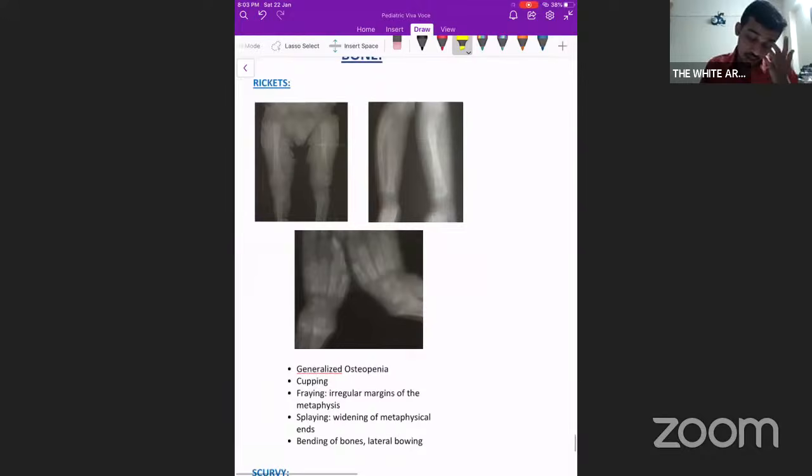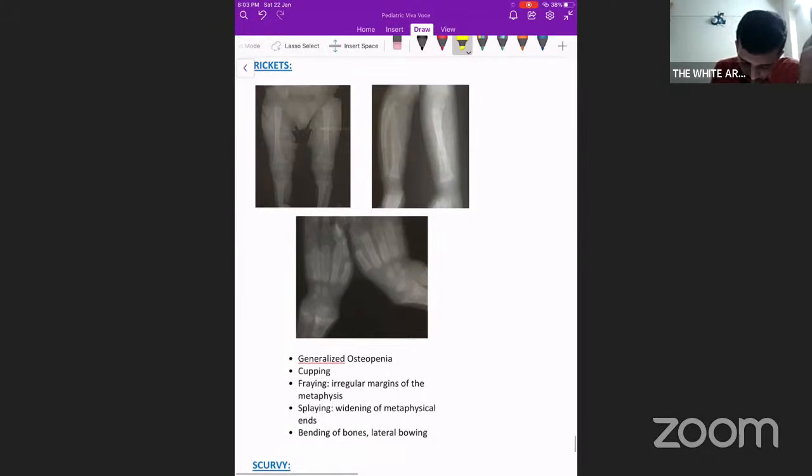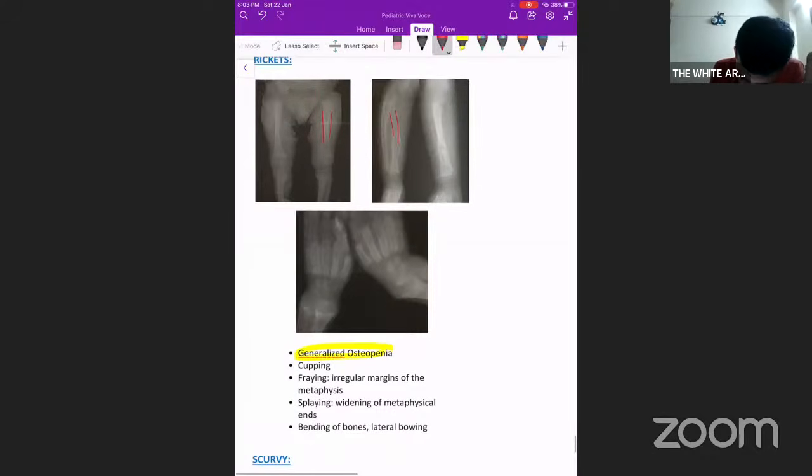So rickets, again, vitamin D deficiency in growing bone causes rickets. So whichever part of the bone is growing, that part gets affected. Since there will be vitamin D deficiency, there is generalized osteopenia. That is what you note. There is generalized osteopenia in the cortex. Next there is cupping, as you see over here. There is cupping of the end of the bone, the end of the growing bone.